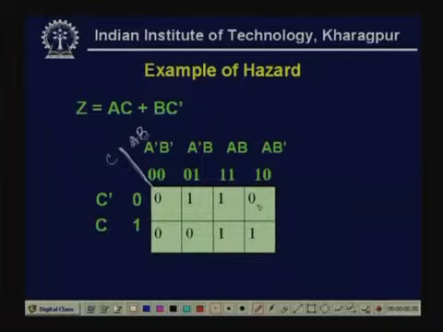So for the AC term, AC plus BC dash, this can be a realization. See here this is for BC dash, means for this couple, this represents BC dash and this represents AC. So this is my BC dash and this is my AC.